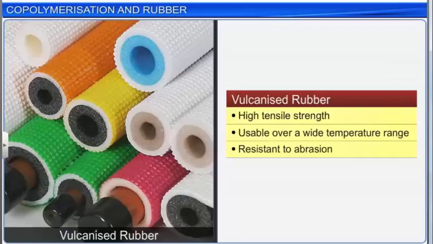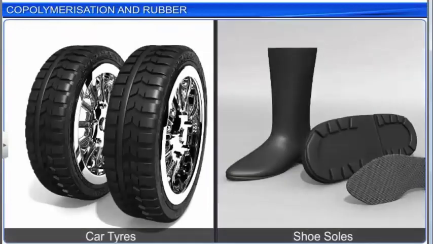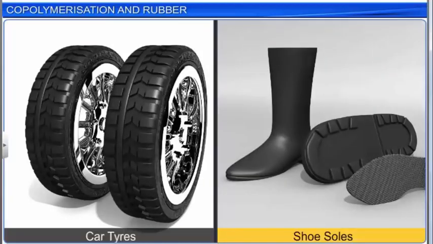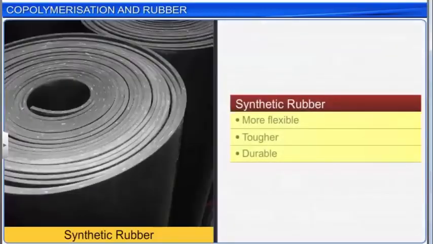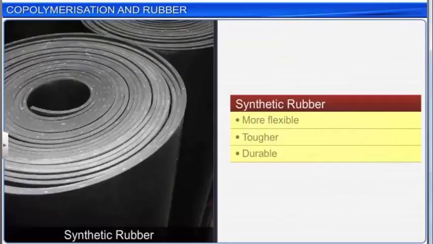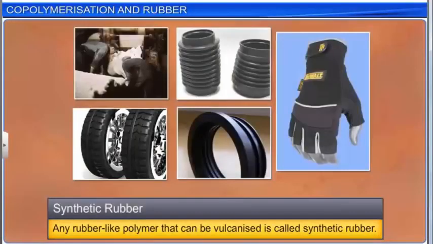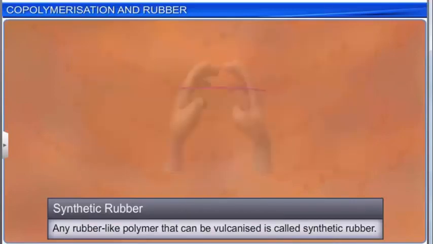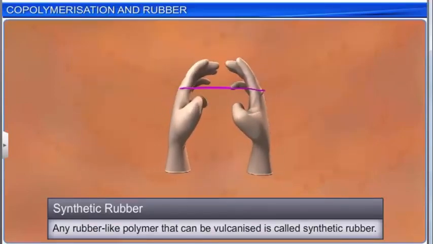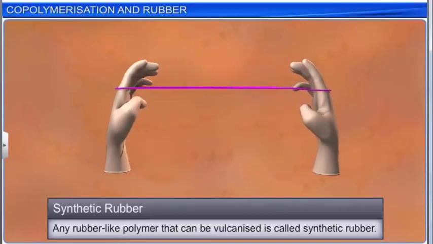Vulcanized rubber has many uses. Perhaps its best known uses are car tires and shoe soles. Synthetic rubbers have also been developed. These are more flexible, tougher and durable than natural rubber. Synthetic rubber can be defined as any rubber-like polymer that can be vulcanized. Synthetic rubber must be elastomeric. It can be stretched and then must return to its original shape.